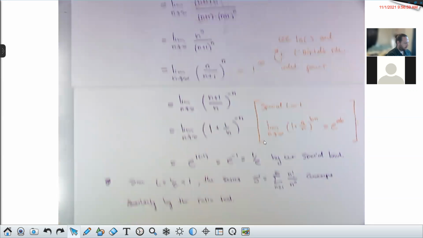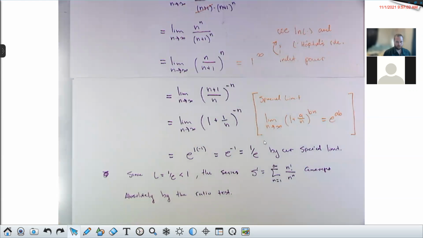Now, of course, the convergence is absolute. The series has positive terms only, so convergence had to be absolute. But that's what the ratio test tells us. It tells us if L is less than 1, the series converges absolutely. So that's how we write it.